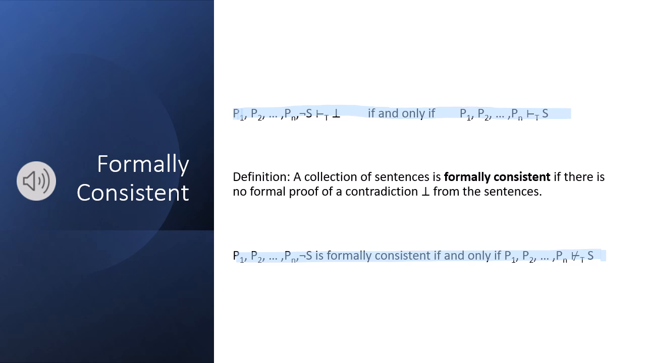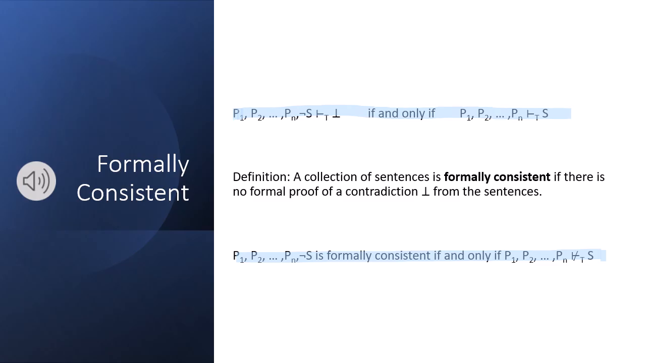On the right side of that if and only if, we see that the statement says that there's a proof of S from the premises P1 through Pn. And that subscript of T on our turnstile just means that we didn't use equality elimination or equality introduction.